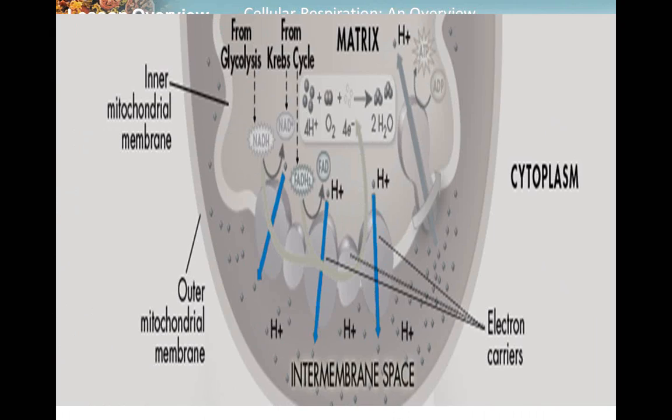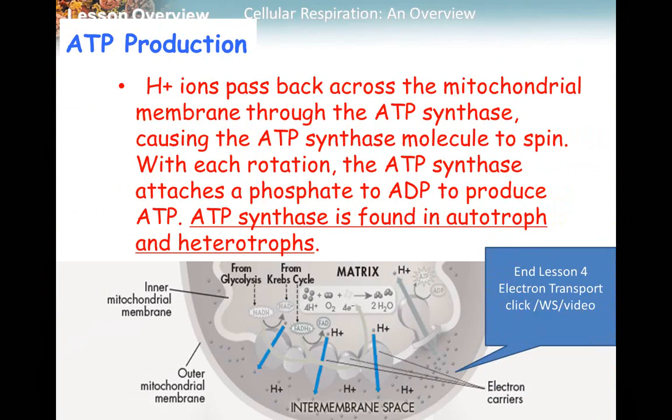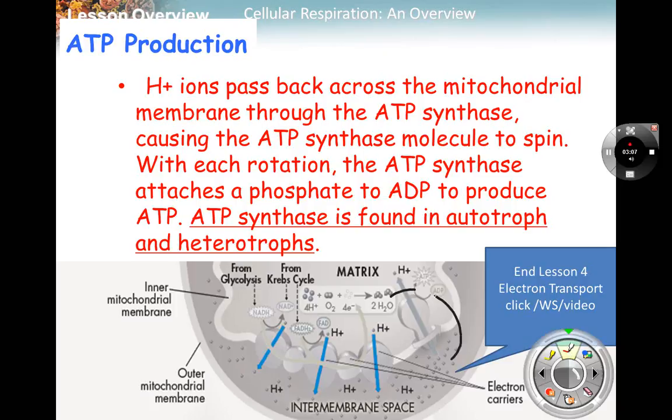Here's a closer picture of what that looks like. And last slide for this particular lesson. The H+ ions pass back across the mitochondrial membrane through what we call the ATP synthase. This item here is the ATP synthase.